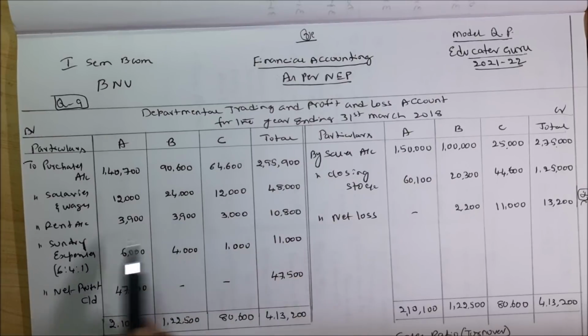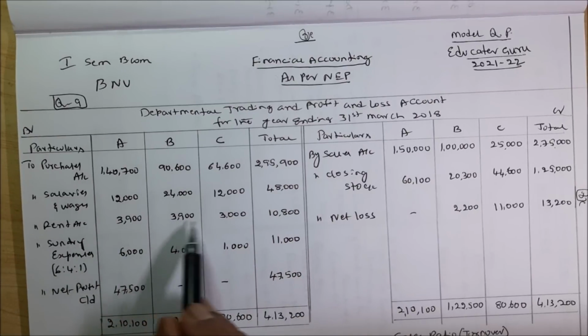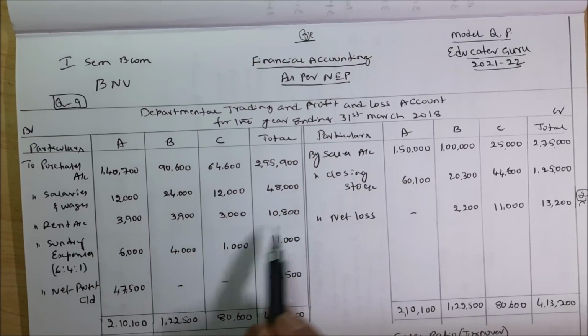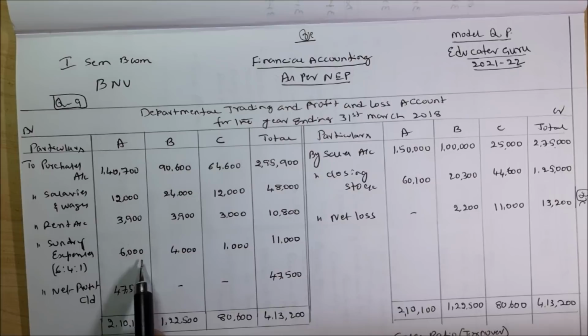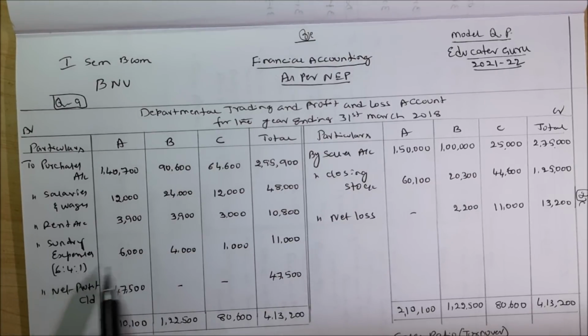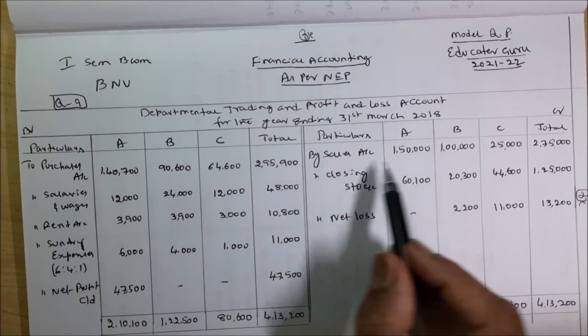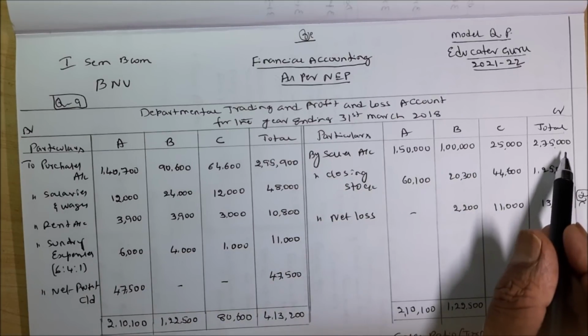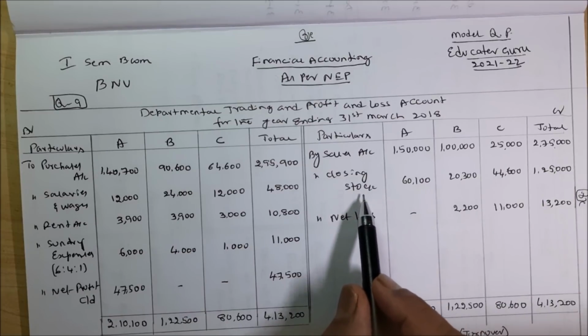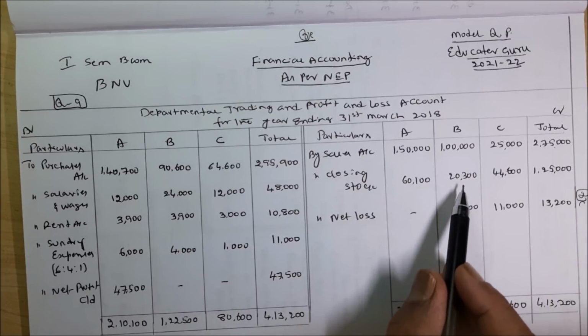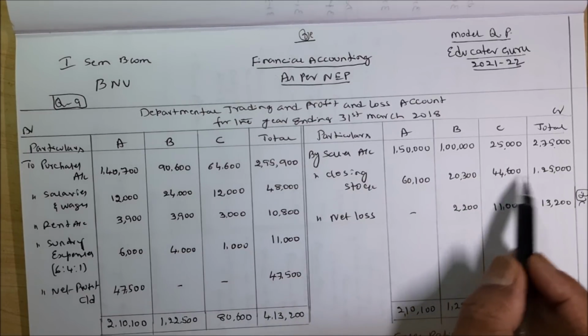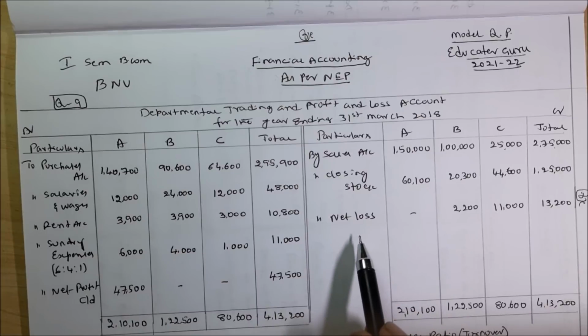It is 48,000. Rent 3,100, 3,100, 3,000, total 10,800. Sundry expenses ratio 6:4:1. 6,000, 4,000, 1,000, 11,000. Then sales 1,50,000, 1,25,000, 2,75,000. Closing stock 60,100, 20,300, 44,600, 1,25,000.